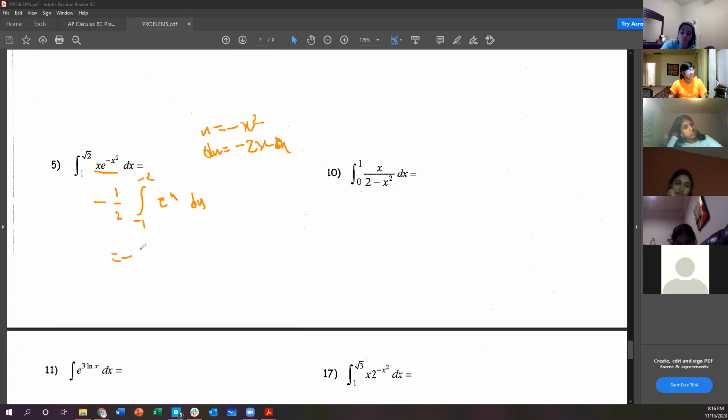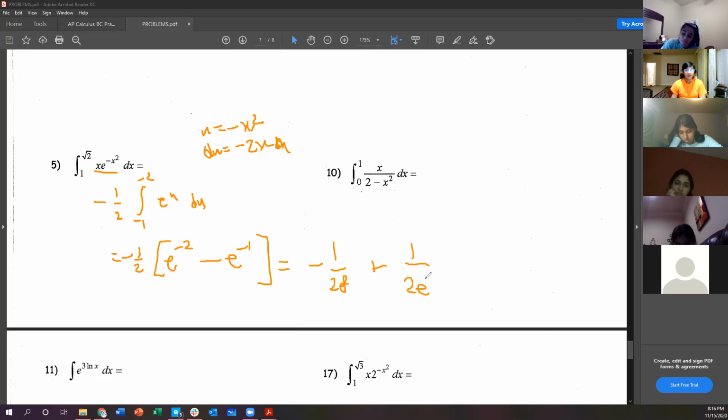So now this is -1/2 times the antiderivative of this, that's just e to the u, evaluated at -2 and then -1. So this is e to the -2 minus e to the -1. And if you want to expand this out, you can write this as 1 over 2e squared plus 1 over 2e. Correct?